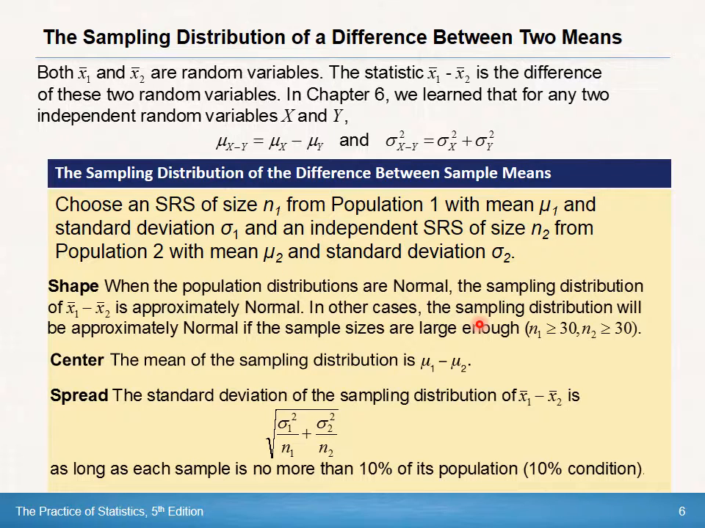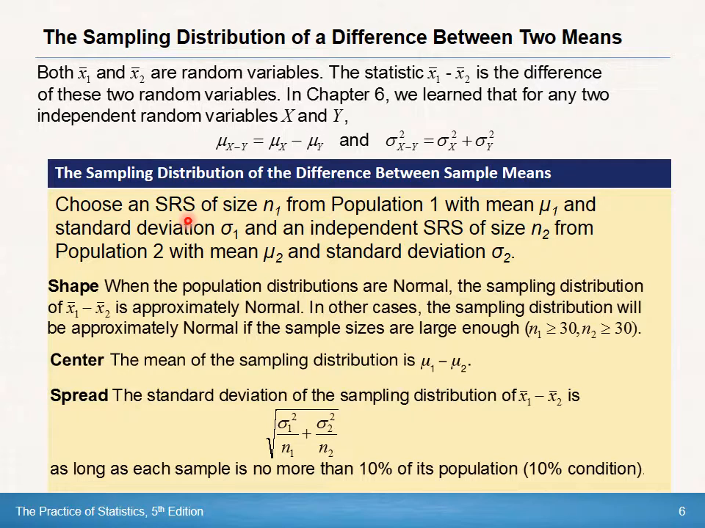X bar sub 1 and X bar sub 2 are random variables. The statistic, the difference of those sample means, is the difference of these two random variables. In Chapter 6, we learned that for any two independent random variables, X and Y, the mean is you subtract the means, and for the standard deviation, you actually have to use variance and add the variances together.